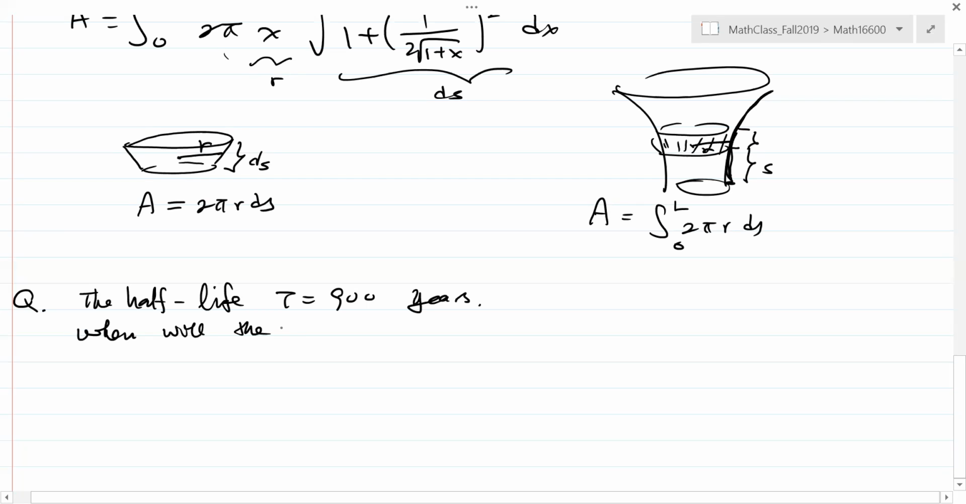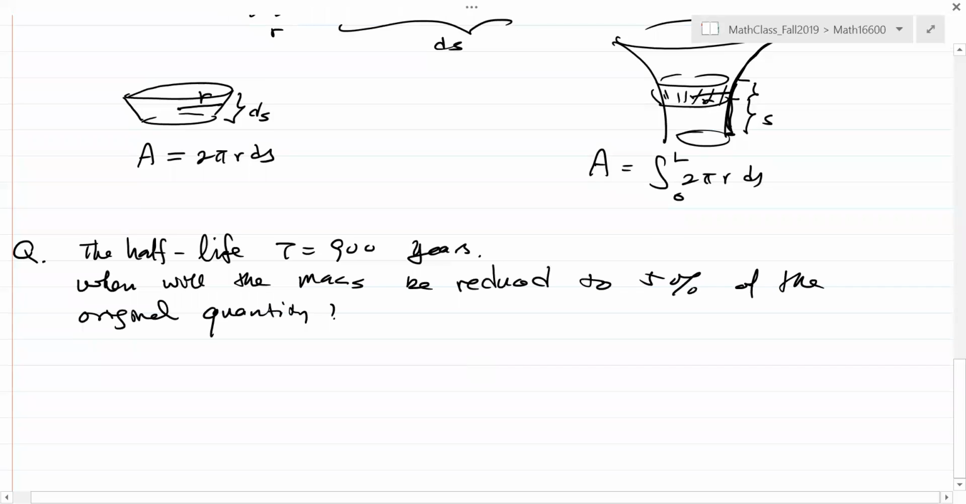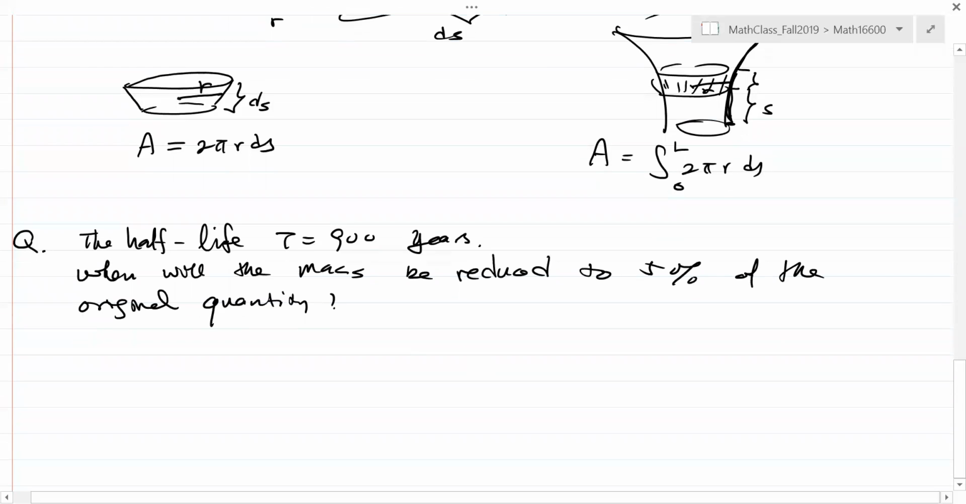Okay, when will the mass be reduced to, let's say, 5%? Okay, I'm not going to use it. So this is a method I wanted to know, original quantity. Okay, doesn't matter, 25% or 5%. All right, step 1. Okay, I forgot the half-life formula.